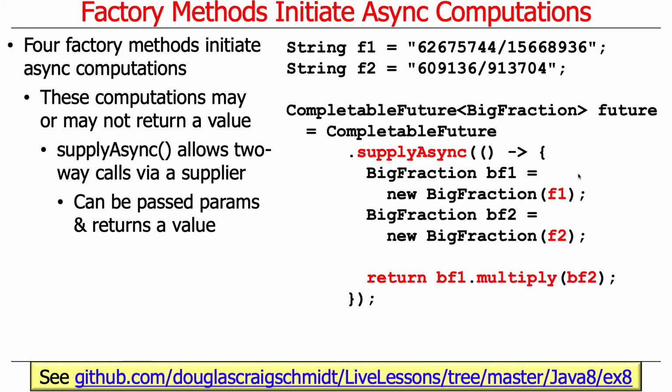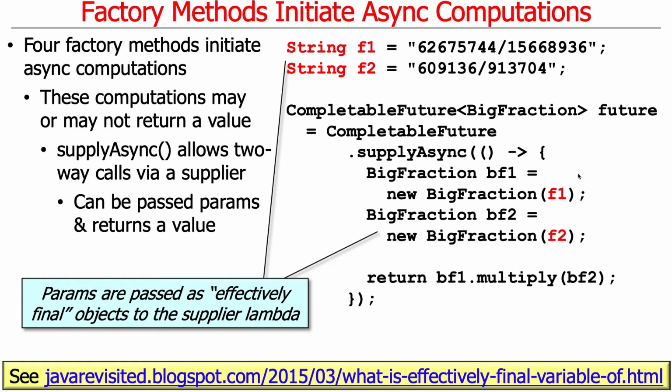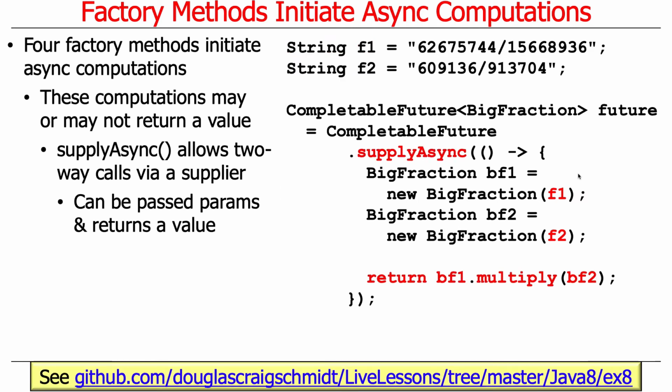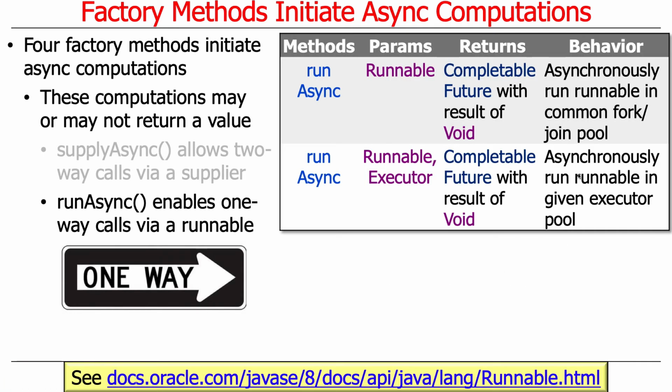One of the things you can do here, even though suppliers, quote, don't take parameters, you can pass them in as effectively final variables. So here we have an example similar to what we looked at before with our program that multiplied big fractions. We can say supplyAsync, and then we can pass in F1 and F2, which are defined in some outer scope. And F1 and F2 are so-called effectively final objects because they don't change from the point where they're initialized to where they're used. And we can use them to multiply the results together.